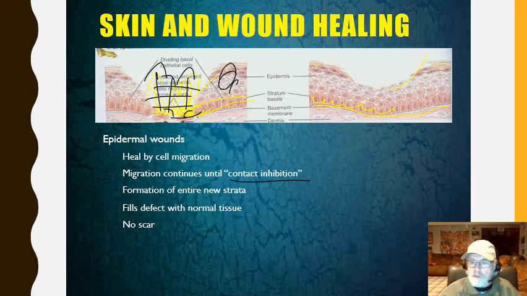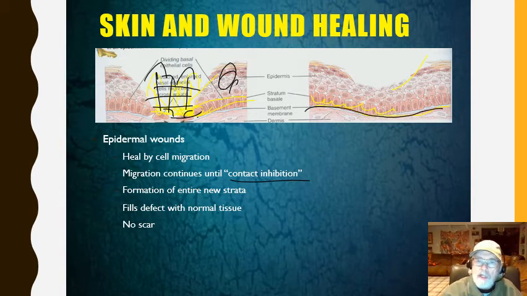If you get cut, scraped, something like that, and it's not down through that area called the basement membrane, if it stays outside the basement membrane, what's going to happen is it'll fill in from the bottom up with normal looking cells, and there's no scar. Okay, piece of cake. That's a good point.